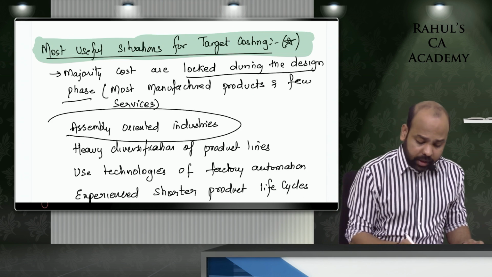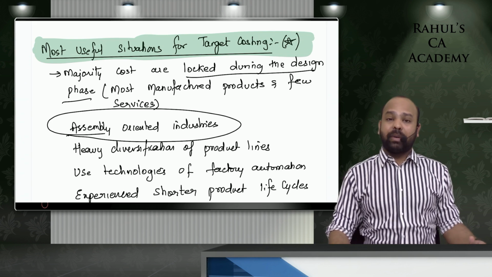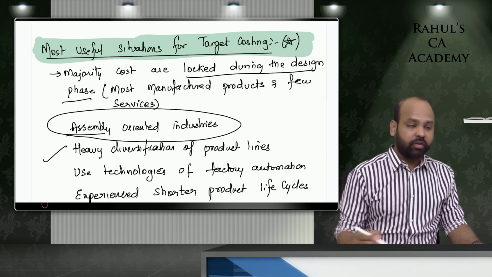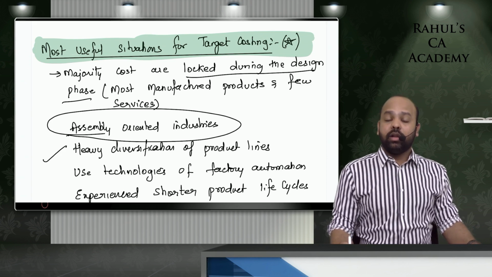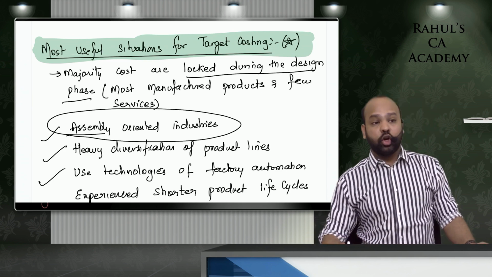So majorly, beta, your target costing, guys, is used in assembly industries where a lot of parts are manufactured separately, guys, and they're assembled in the end. Heavy diversification of product lines. If there's heavy diversification of product lines, guys, there will be a scope for cost reduction. Use technologies for factory automation as such, guys.